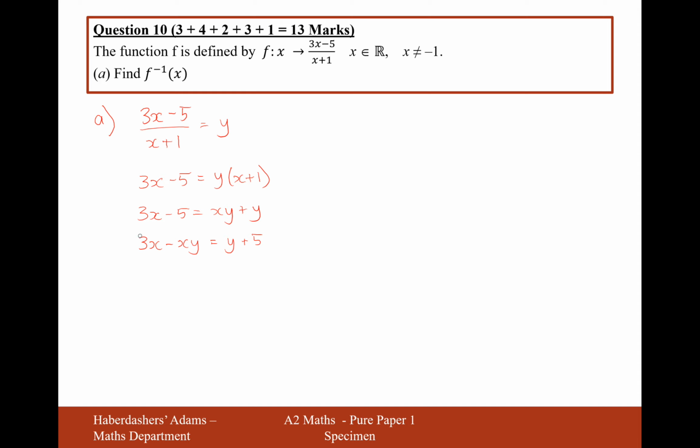Okay, what we need to do now is convert these two x terms into just a single x term. Well, what we can do is factorize: x bracket 3 minus y equals y plus 5, and then divide by 3 minus y, so it's going to be (y plus 5) over (3 minus y). So therefore the final answer, f inverse in terms of x, is going to be this equation here. This equation takes the output value y, you calculate this value and it takes you back to the input value x, so therefore it's clearly an inverse function.